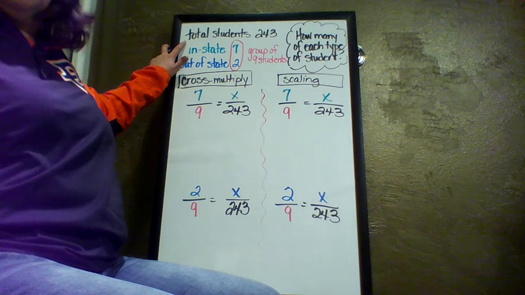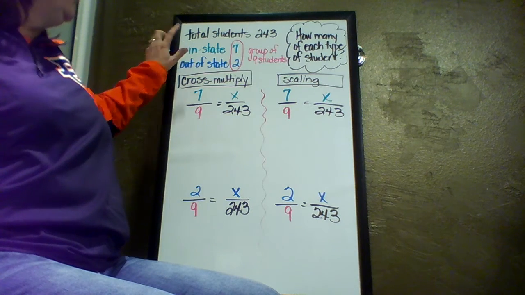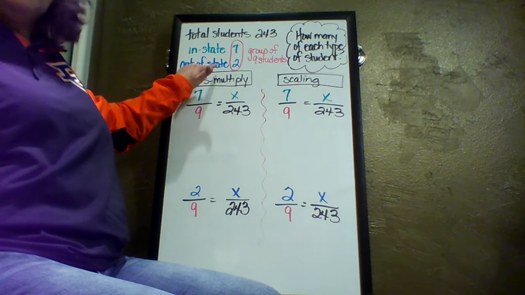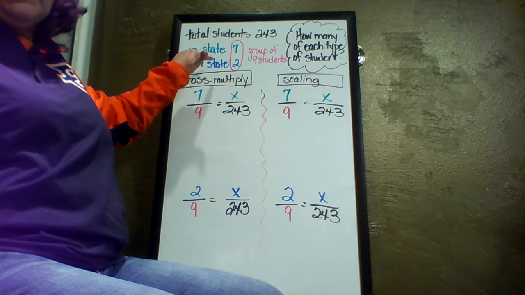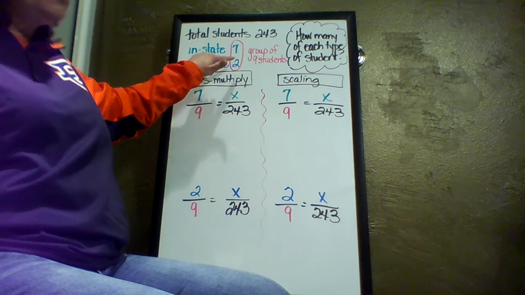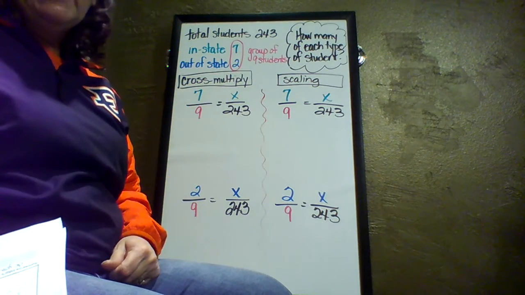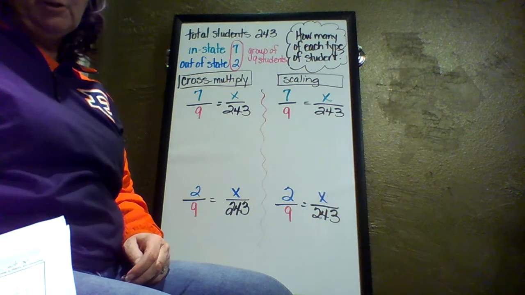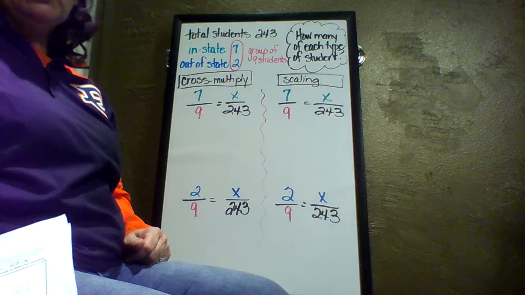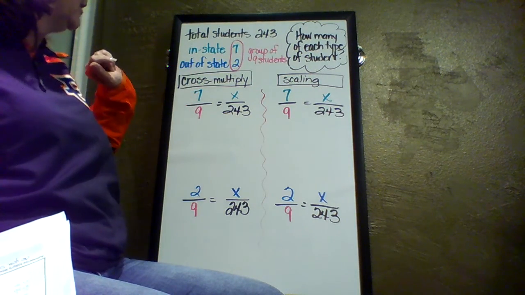We know that the total students of the whole freshman class was 243. We know for every 7 in-state students, there are 2 out-of-state students. So we could write a ratio of in-state to out-of-state. But I also want you to know that those students together create a group of 9 students. All right. And we want to know how many of each type of student there are. We want to know how many in-state students, and how many out-of-state students.